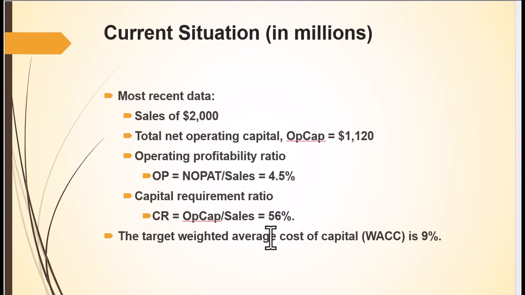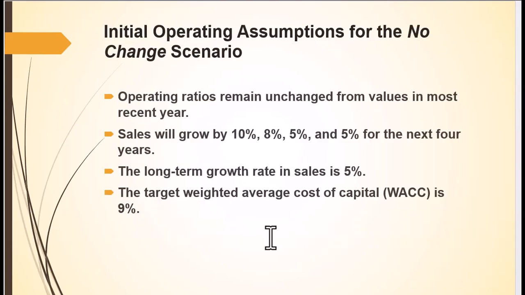So for this situation, sales are currently 2,000. Net operating capital is 1120. The operating profitability ratio is 4.5%. The capital requirement is 56%. And the targeted weighted average cost of capital in this situation is 9%.